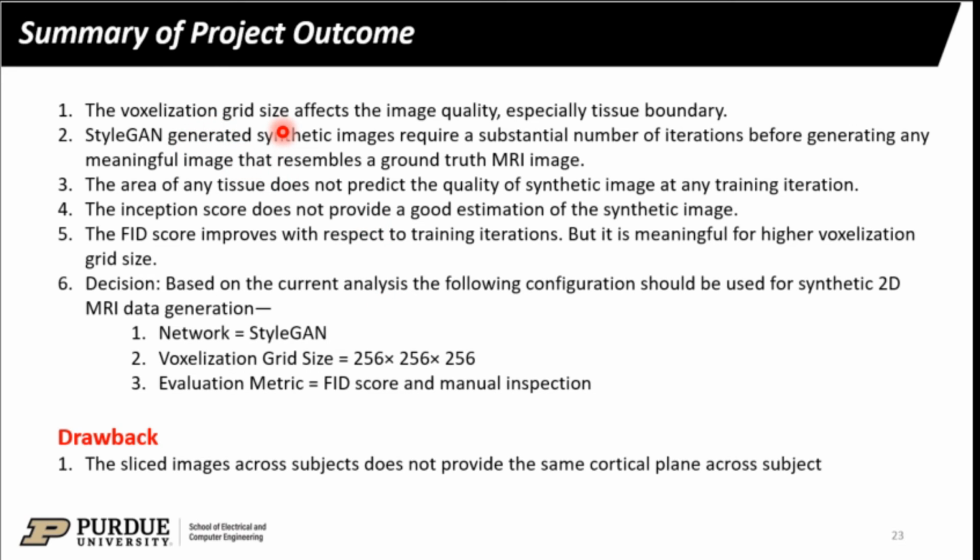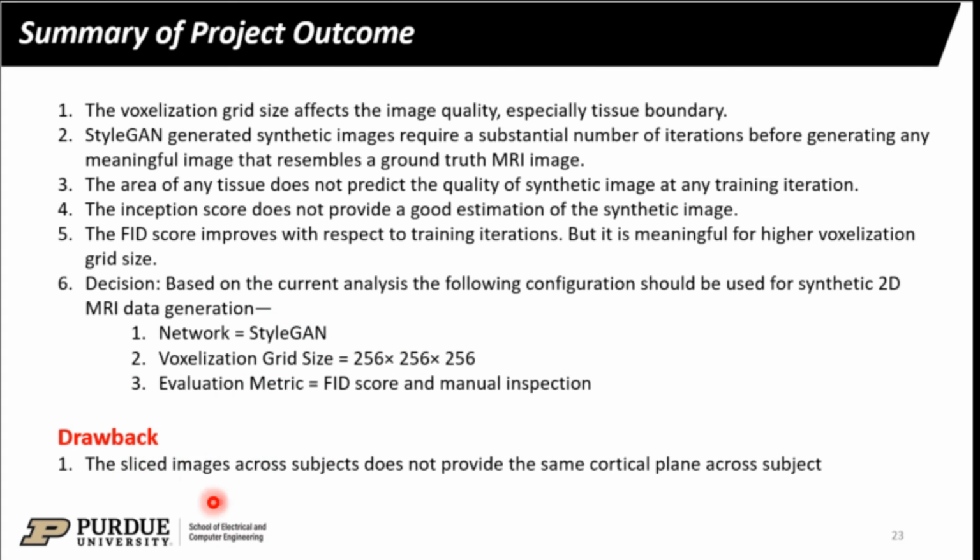The voxelization grid is an important factor in image quality and training the network. The StyleGAN generates synthetic images very well, but it requires a substantial number of iterations before generating any meaningful image. The area of the tissues does not predict the quality of the synthetic images at any training iteration. And the FID score also improves with respect to training iteration, but it's meaningful for higher voxelization grid sizes.